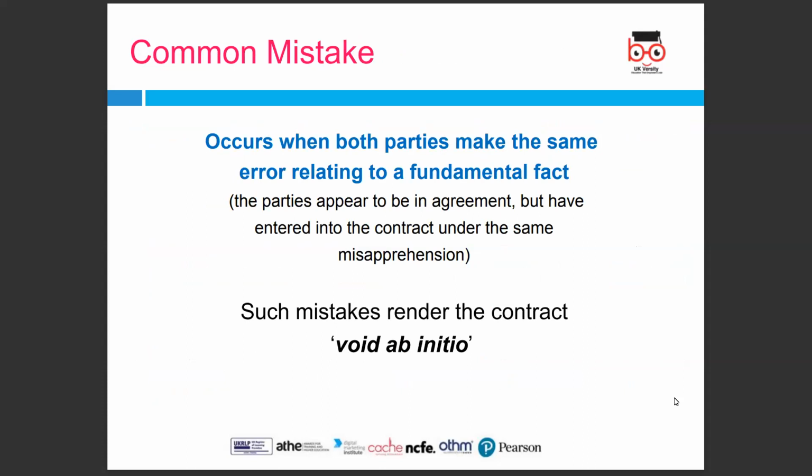So common mistake occurs when both parties make the same error relating to a fundamental fact. So the parties appear to be in agreement but have entered into the contract under the same misapprehension. Such mistakes render the contract void ab initio.